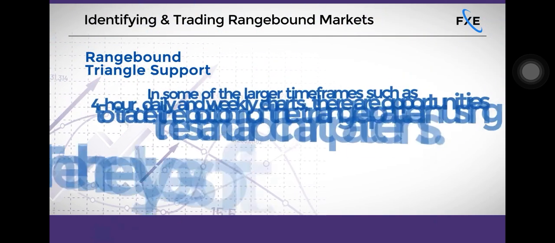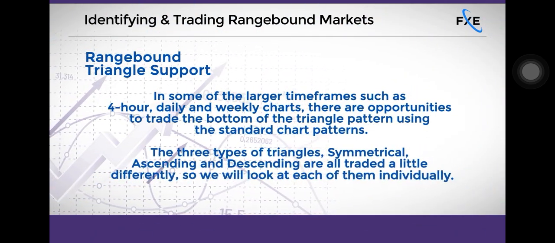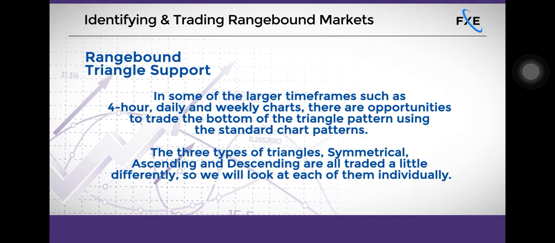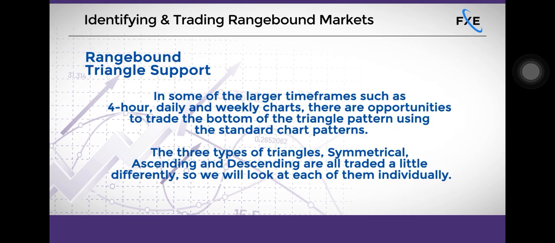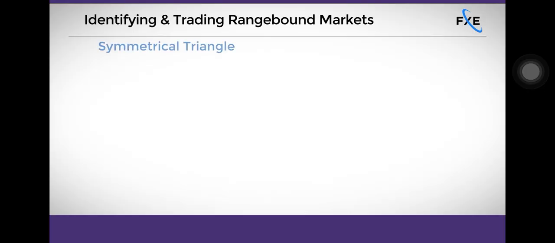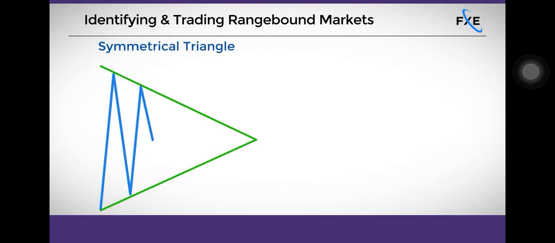In some of the larger time frames such as 4-hour, daily, and weekly charts, there are opportunities to trade the bottom of the triangle pattern using a standard chart pattern. The three types of triangles, symmetrical, ascending, and descending, are all traded a little differently, so we will look at them again individually. One of the best ways to trade the support of a symmetrical triangle is by identifying an inverse head and shoulders chart pattern.